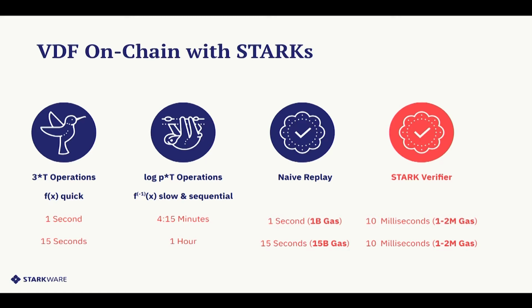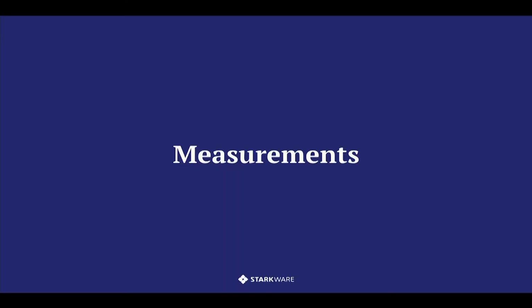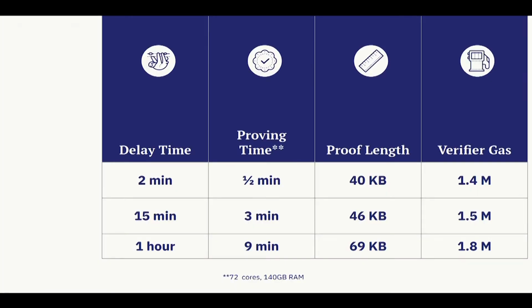But our verifier takes 10 milliseconds or less to verify, and 1 to 2 million gas in the smart contract that we wrote, which is now basically deployable if anyone wants to use it. So, just measurements for a delay time of roughly 2 minutes. The proving time is half a minute. This proving time doesn't have to start after, so it doesn't have to be a latency of half a minute. It could be added, so you could have a latency that's very small, almost unnoticed, but the proving time on a big machine, 72 cores, 140 gigabytes RAM, takes half a minute.